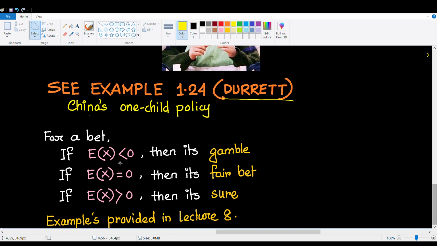So for a bet, if E of X is less than 0, then it's a gamble. Okay, so when the expectation is negative, then you can call it a gamble. If E of X or mu equals 0, that means it's a fair bet, and if E of X is greater than 0, then it's a sure win. Okay, so you are going to need this idea to solve a few problems in future, and the examples on it are provided in lecture 8.